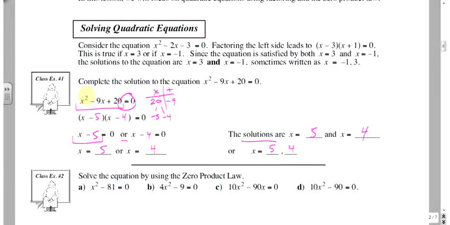Okay, if I put 4 back in here, what do I have? 4 squared minus 36 plus 20. Is that equal to 0? Yes, it is.